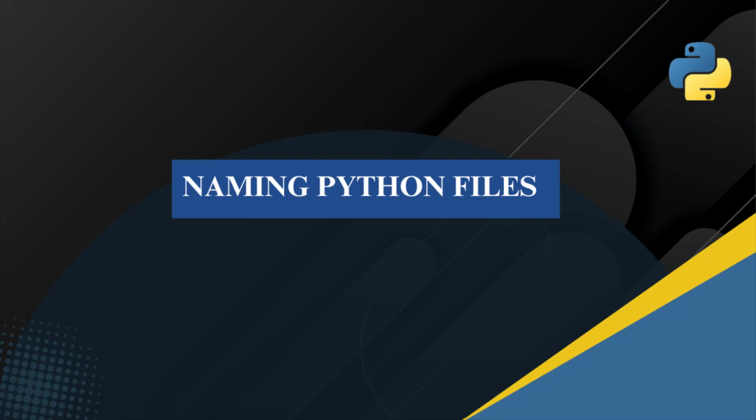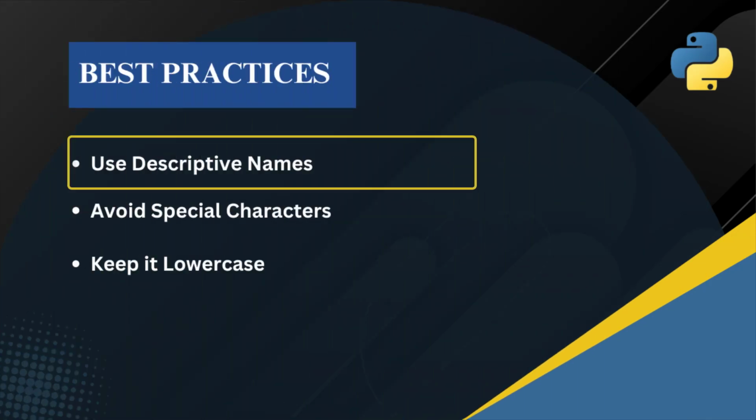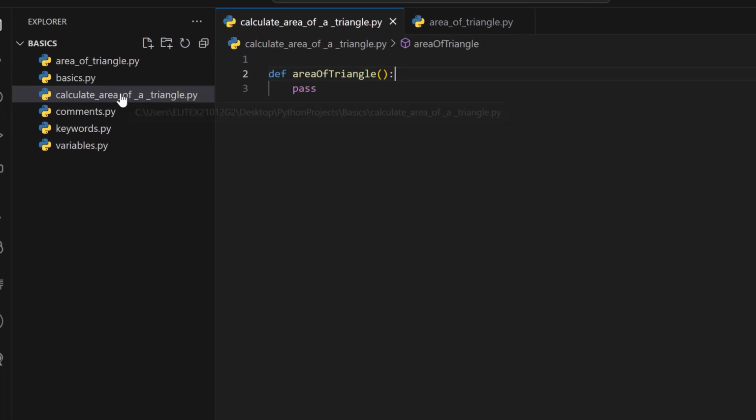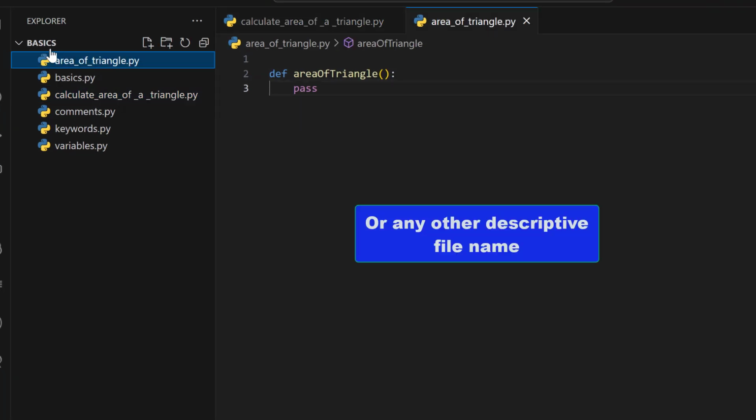Now, when it comes to naming Python files, there are a few conventions and best practices to keep in mind. The first one: always ensure that you use descriptive names. Your file name should give a hint about what the file does. For example, if your file contains code for calculating the area of a triangle, you should name it calculate area of a triangle. But always make sure that it is precise.